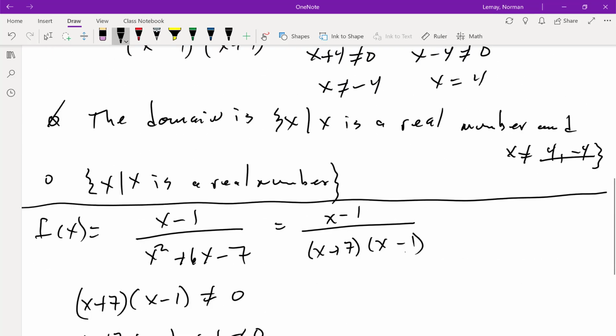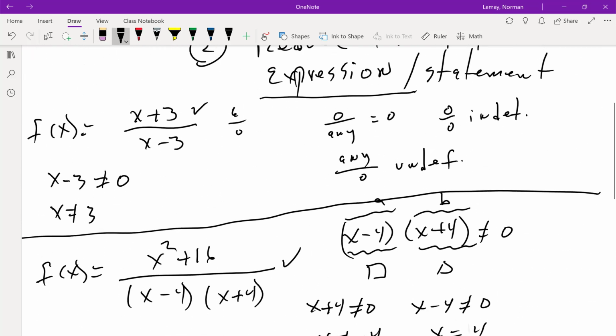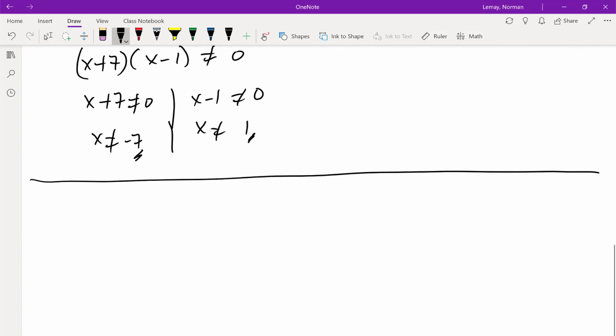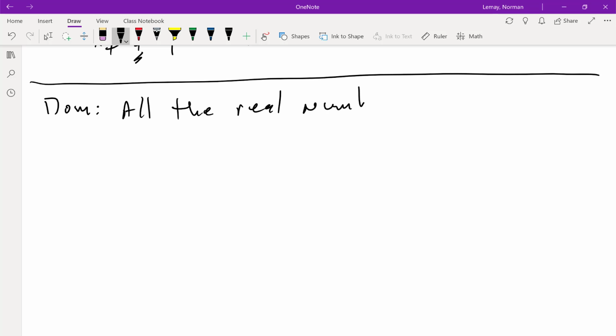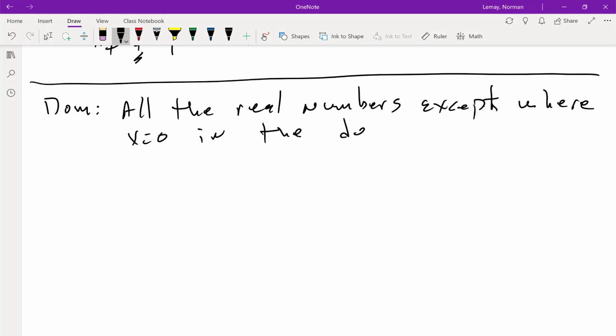So that's really all there is to finding the domain. Just remember, to find the domain of a rational function, it is all the real numbers except where the denominator is equal to 0. So the domain: all the real numbers except where x equals 0 in the denominator.